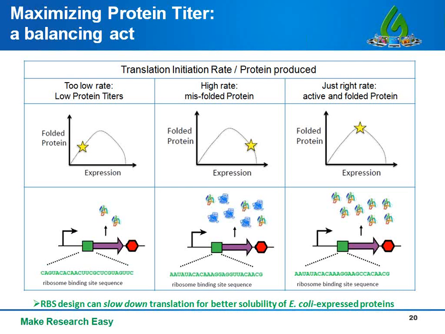So what you really want is the just right optimal peak between expression level and properly folded protein. So again, in some cases, you may want to increase your protein production level by increasing your translation initiation rate. But in other cases, you may actually want to slow down translation for better solubility of E. coli expressed proteins. An RBS design can let you do either.